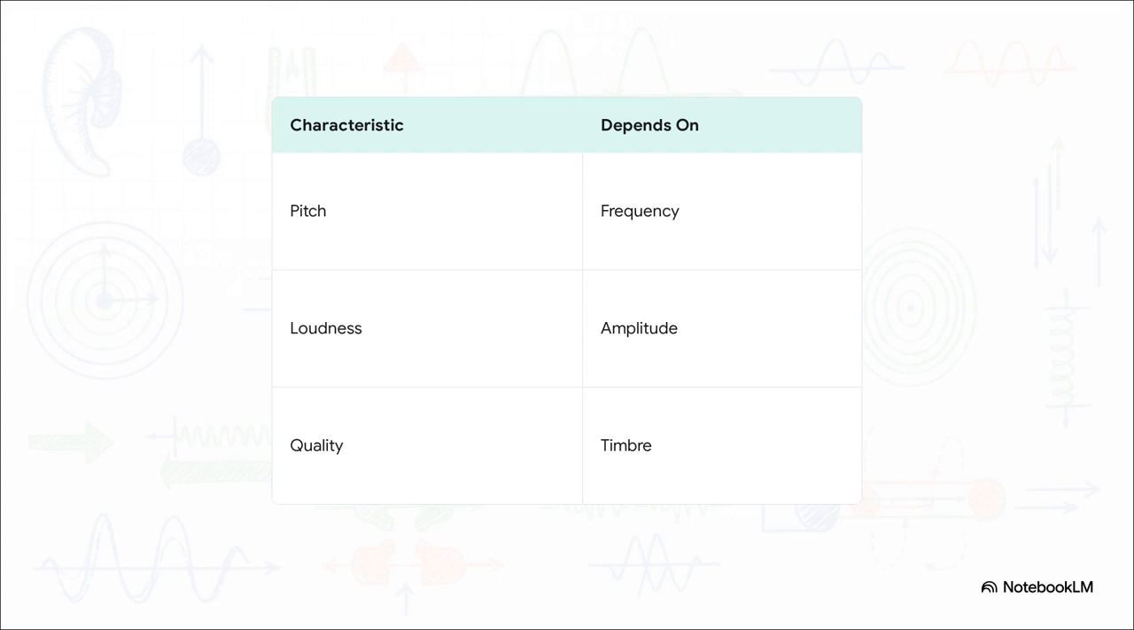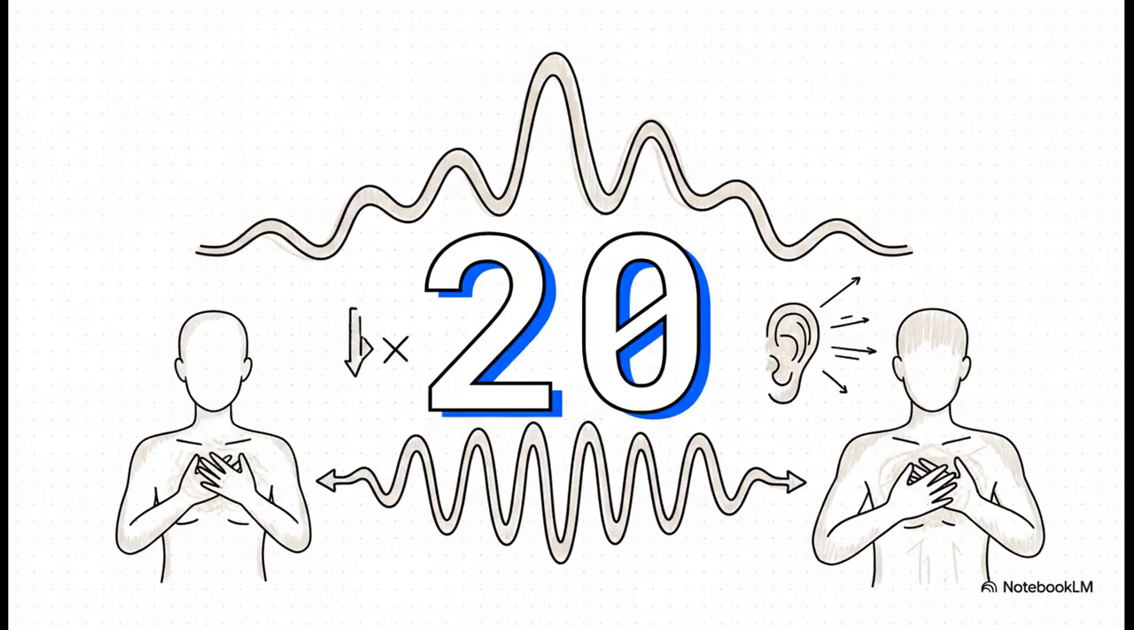Well, the frequency of a wave directly dictates the pitch we hear. So higher frequency physically means a higher pitch. The amplitude dictates the loudness we feel, which we measure in decibels. And finally, the complexity of the waveform itself gives us quality or timbre. This is exactly why a piano and a guitar sound completely different to your ear, even if they're playing the exact same note.